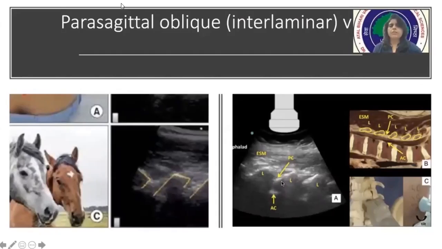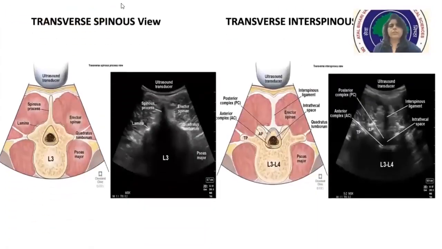So now you are familiar with what you will see in the sagittal view. Now I'll move on to the transverse view. Transverse views are only two. Put your probe over the spine, then you can see this hyperechoic spinous process. Beneath it will be an anechoic shadow. Just adjacent to this, you can see one more hyperechoic blip. This is the lamina.